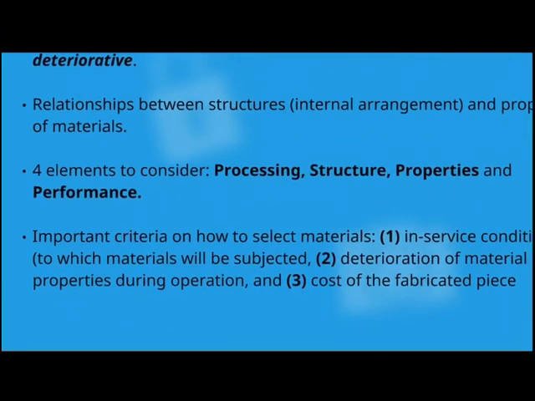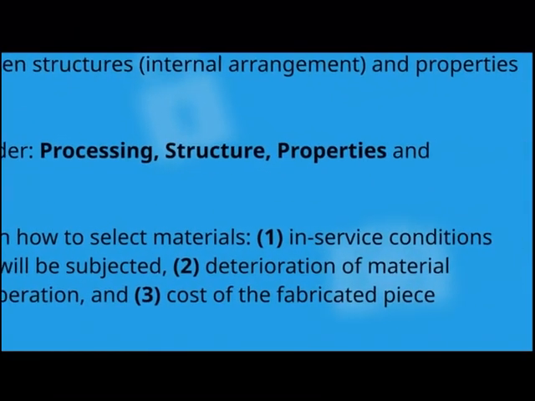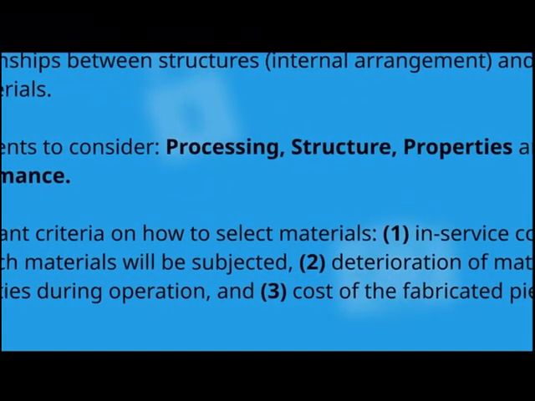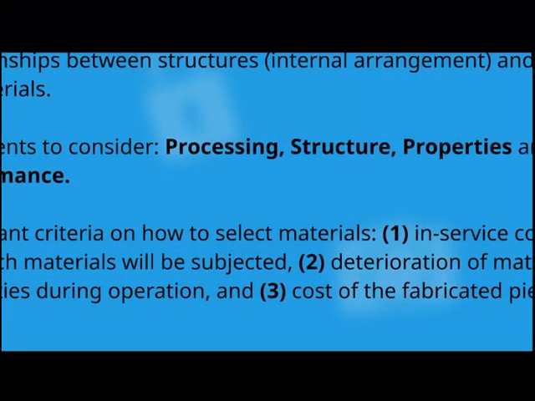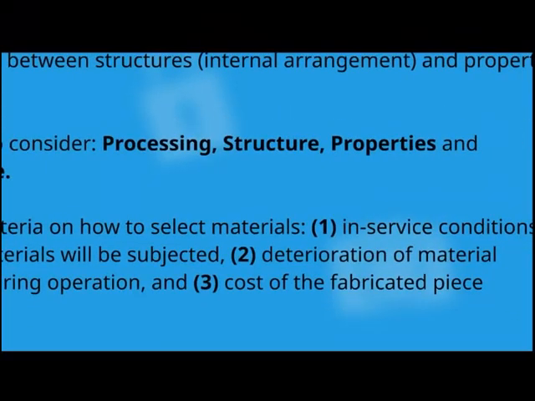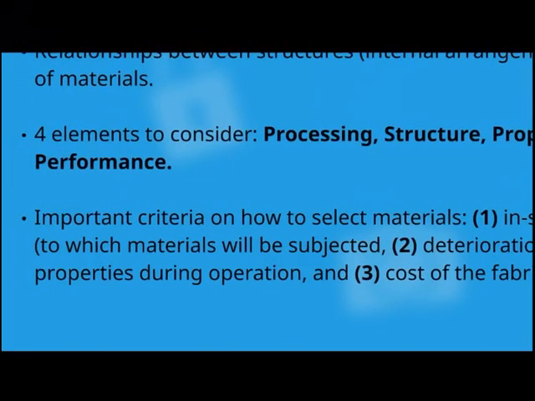Okay, so to investigate that relationship, we need to consider four elements. Okay, so first is processing, structure, property, and performance. So what does it mean? Materials have different structures, and then they will have different properties. So to have different structures, you need to process the material in a certain way so that it has a different structure, and thus it can have different properties. And of course it will affect the performance.